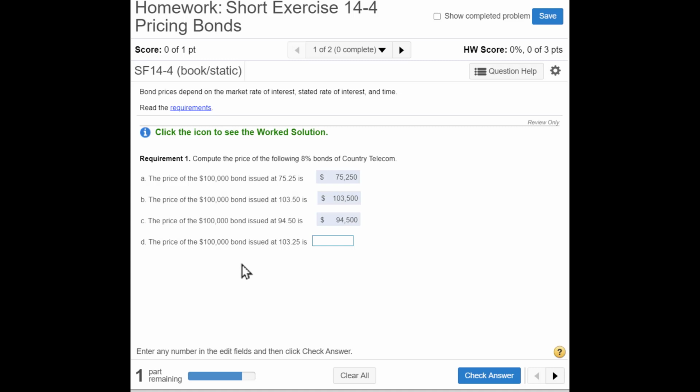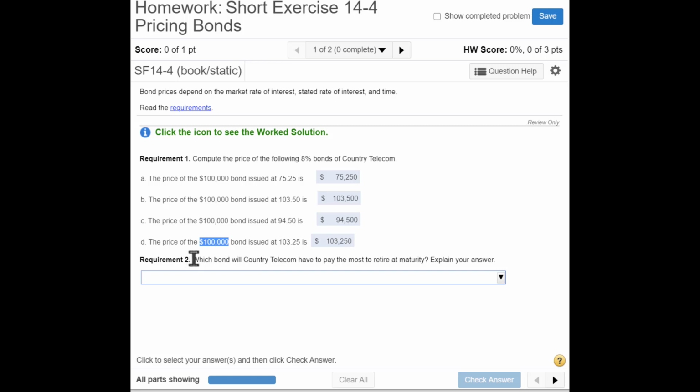And then the last scenario, they issued $100,000 of bonds, issued at 103.25. Again, they got extra. So take 100,000 times 1.0325 and you get 103,250. So they receive 103,250 when they sell the bonds, and then when the bonds mature, they're going to have to pay only 100,000.